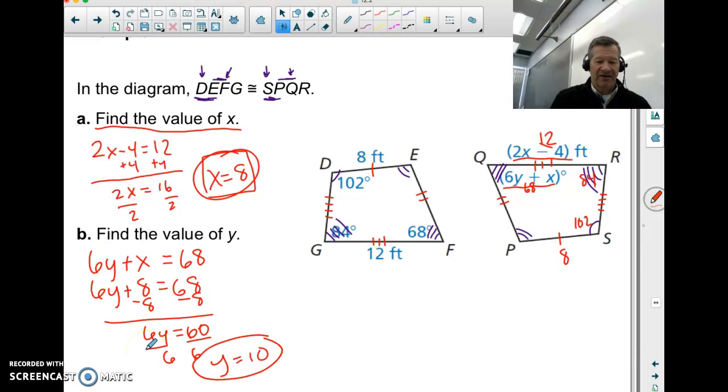And there I have it. I have found x and y just as I've been asked. So we're done with this example 2.